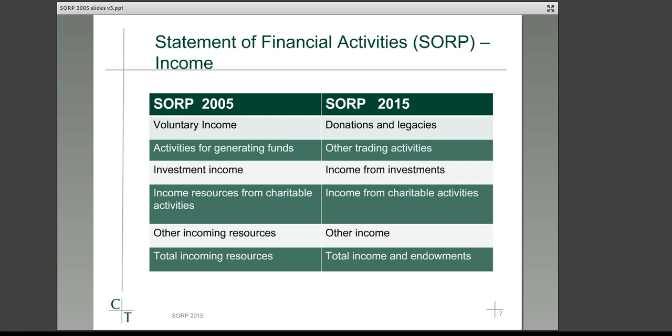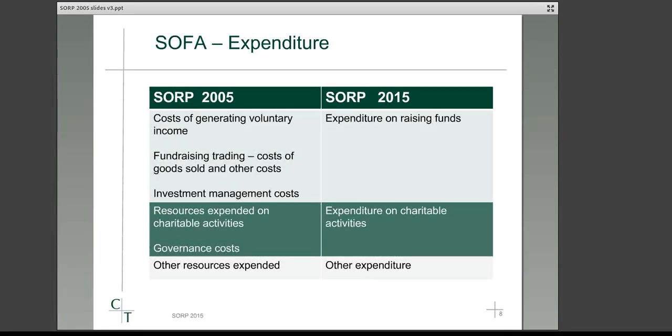Expenditure, on the other hand, there are more changes in the SOFA. Now, if you look on the left-hand side for the current version of the SORP, you'll see that we have 6 heading categories, and these have been reduced to 3 in the 2015 version of the SORP. So the idea of this is to simplify the way that the accounts look and make them easier to understand. You'll see that this heading of governance costs on the left-hand side has now been removed entirely from the front of the SOFA, and this doesn't need to be disclosed in this part of the accounts. Instead, governance costs will just be accounted for as another support cost and disclosed in that way in the notes of the accounts.